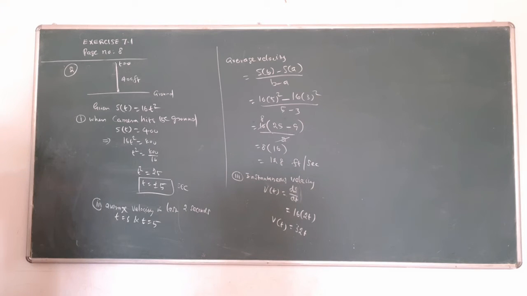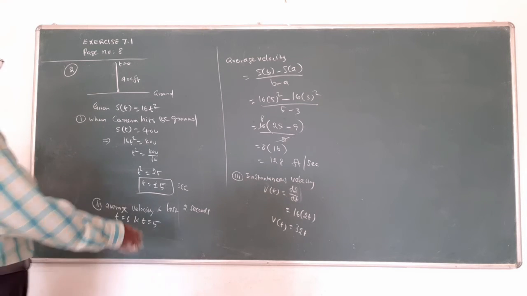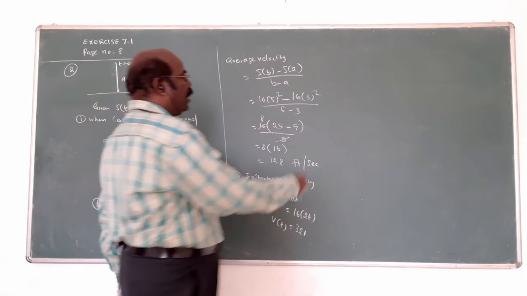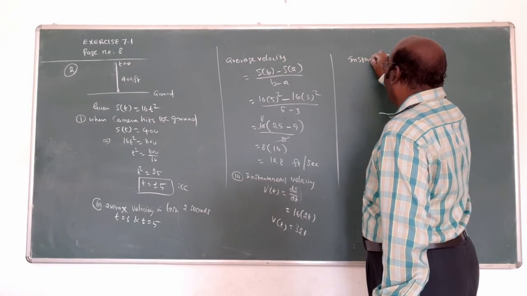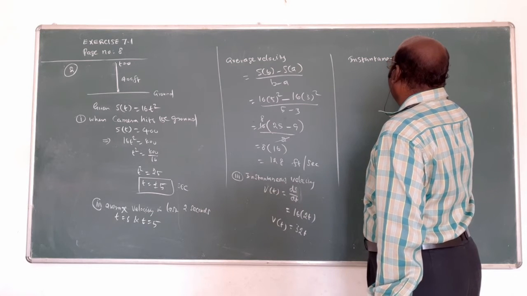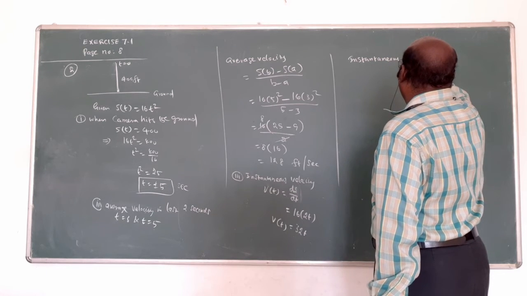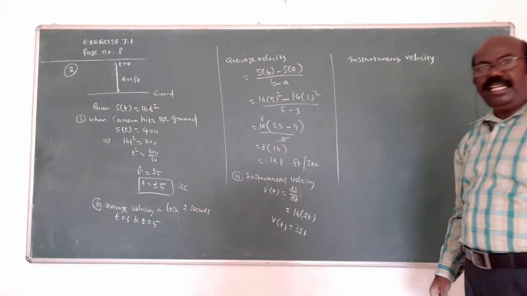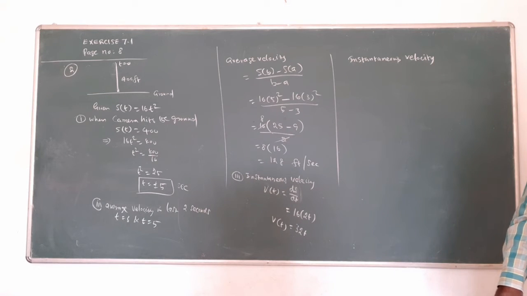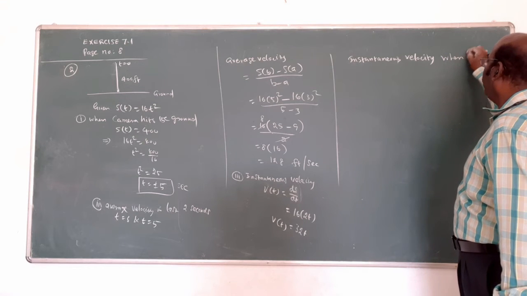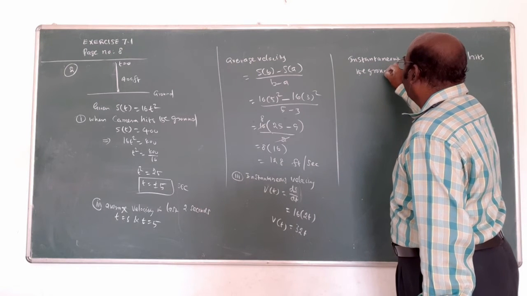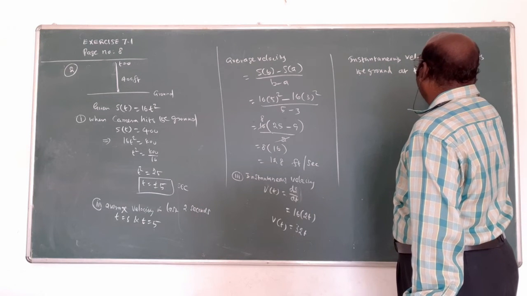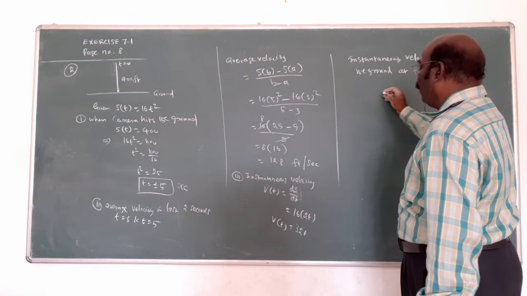Now what is the instantaneous velocity when the camera hits the ground? We already found it, t equal to plus or minus 5, you will convert to positive sign. Therefore, instantaneous velocity is the question, clearly when the camera hits the ground at t equal to 5 seconds. What is the answer?